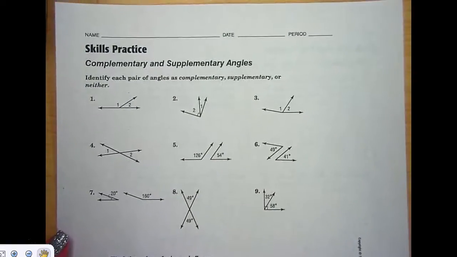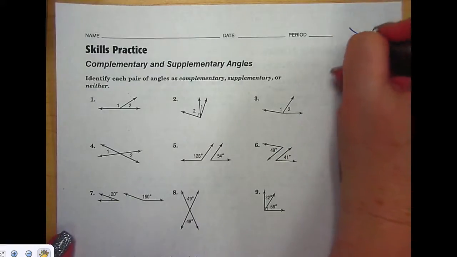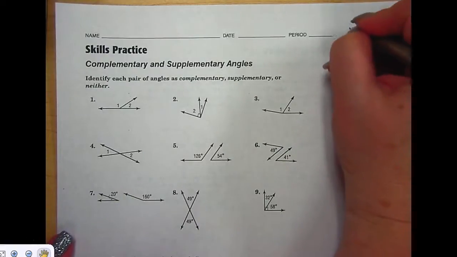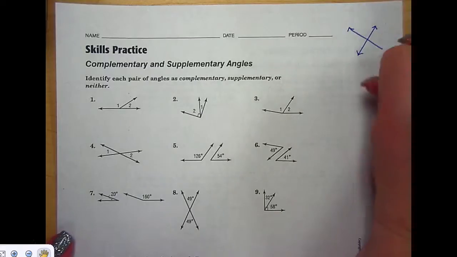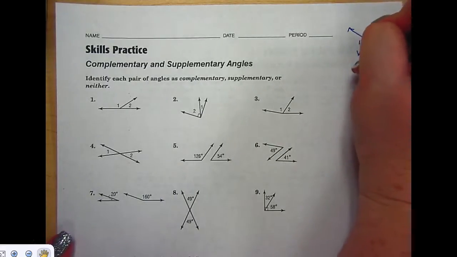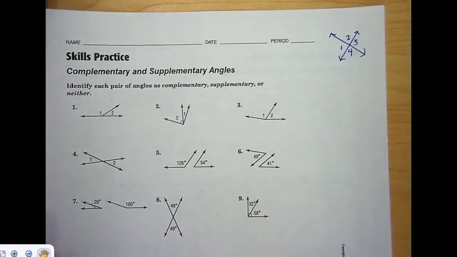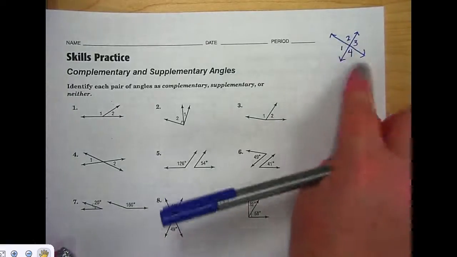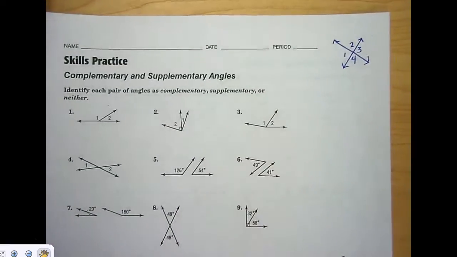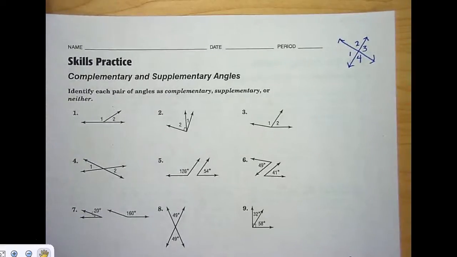So let's just do a quick review. Last week we talked about vertical and adjacent angles, right? Those are words that we need to know the definition of. So if I'm looking at these four angles here that are made from intersecting lines, someone tell me a pair of adjacent angles. Just see what you remember.